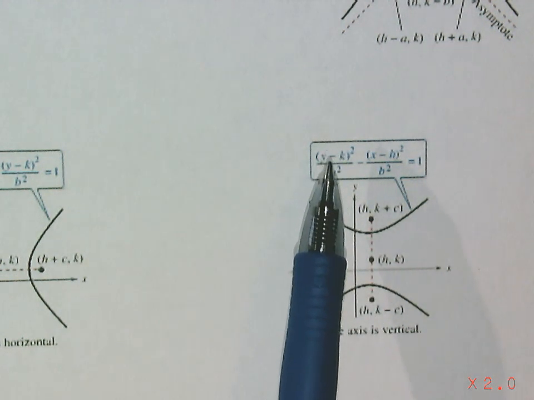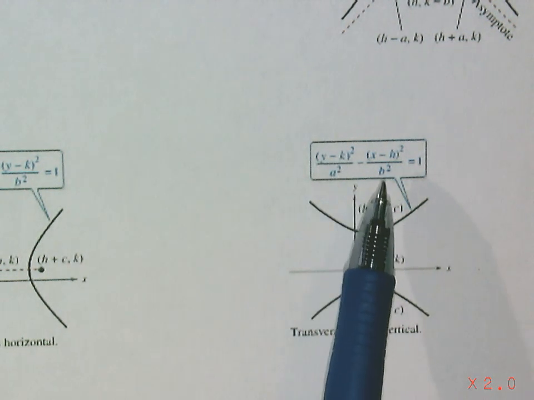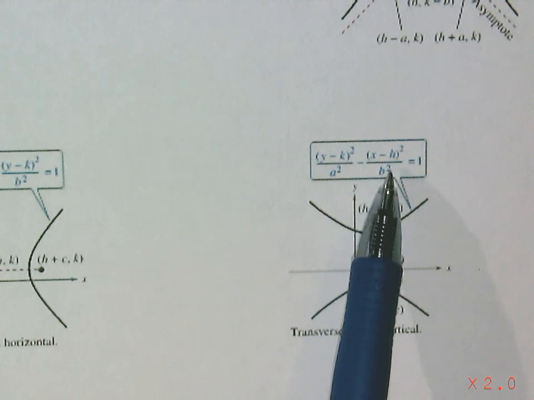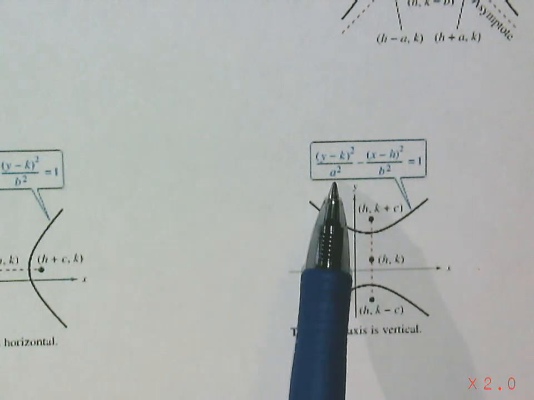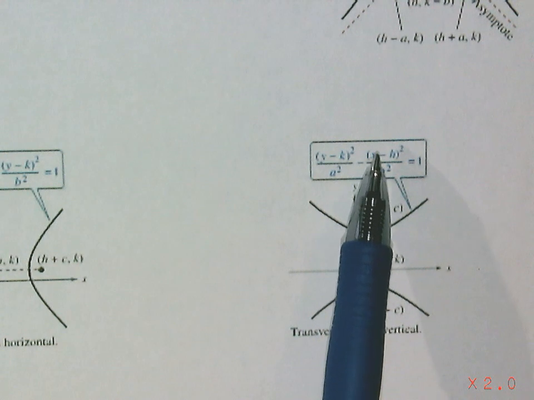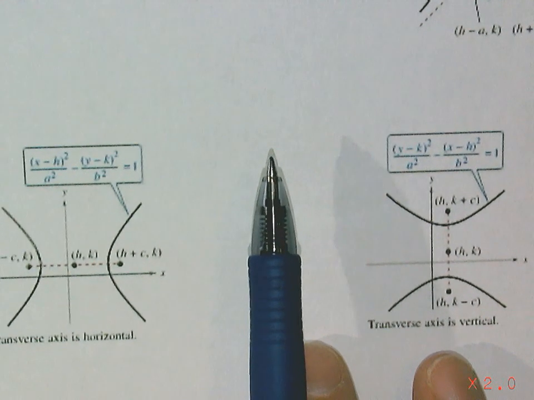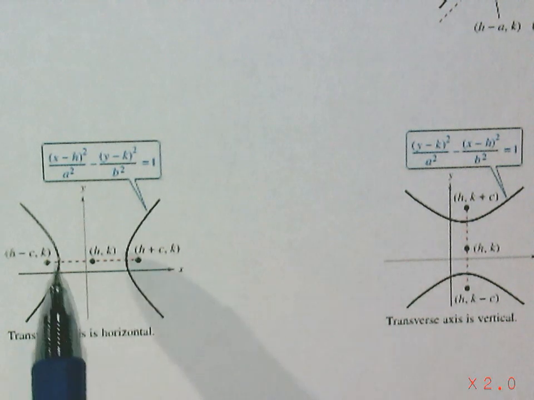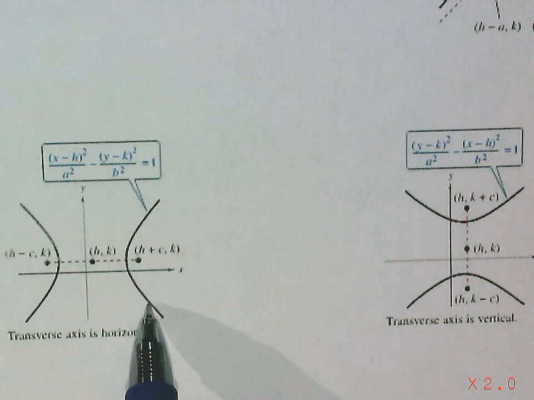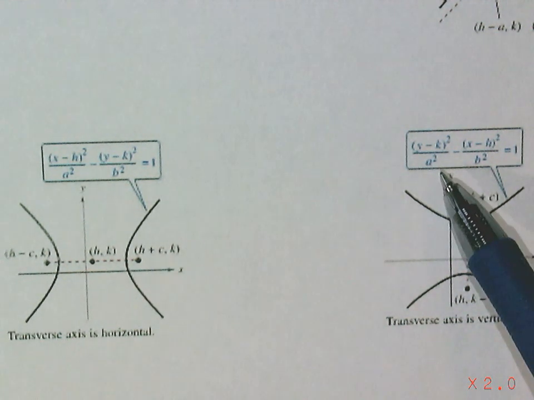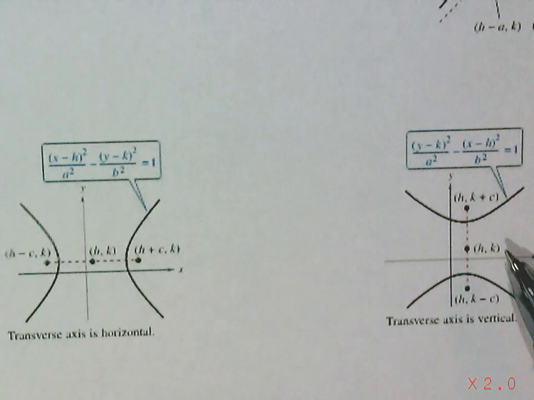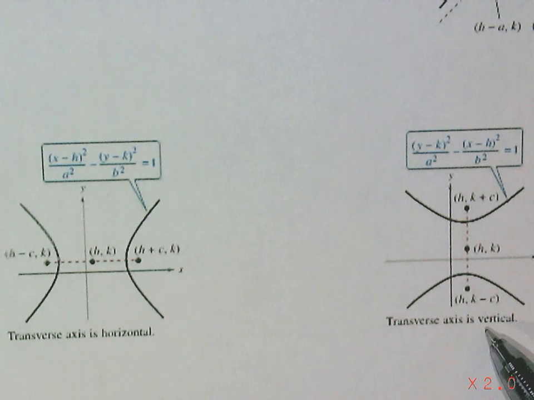So now I have (y minus k) squared minus (x minus h) squared. A squared is under the y, b squared is under the x. So if the x is first in your formula, it's the positive value. These open side to side. If the y is first and it's the positive value where x is negative, it's going to open up and down.